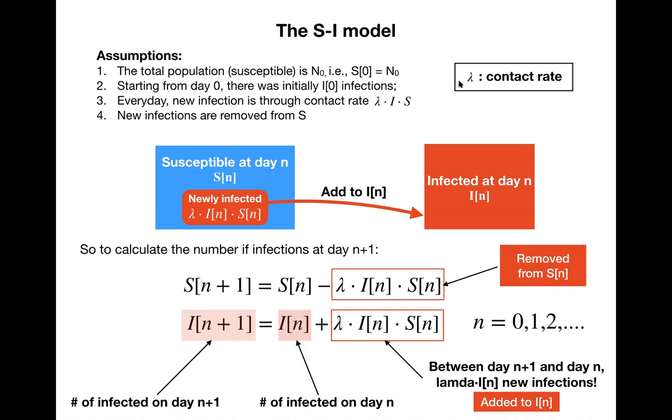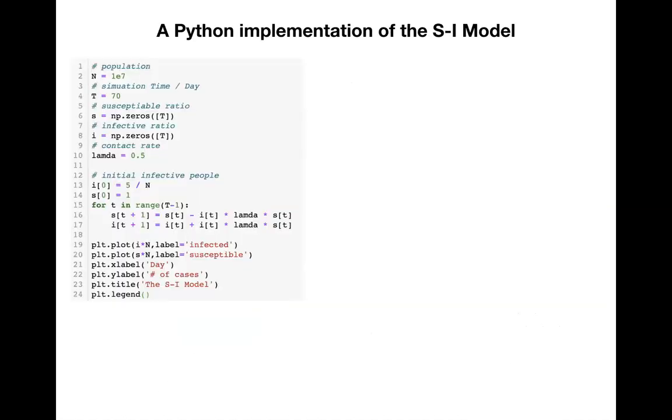So every day, this portion of newly infected people is created from the susceptible population and moved to the infected population, right? So in Python, the implementation is also very straightforward. It's just a quick one-step extension from the exponential model. This is the basic code we are going to use, and let's go through this.